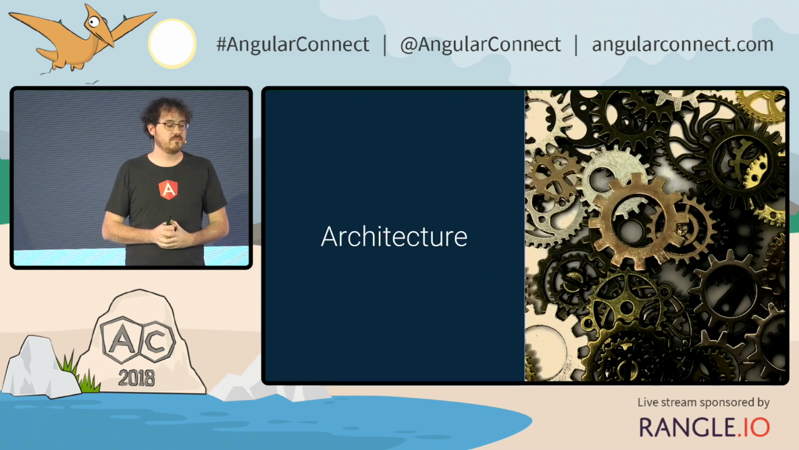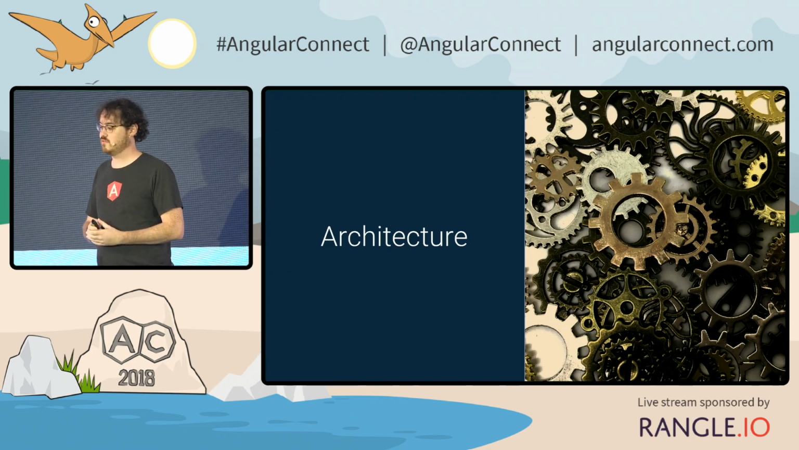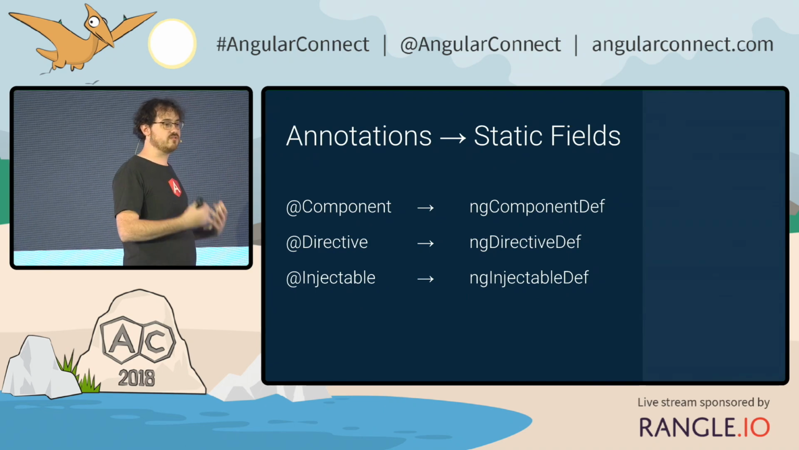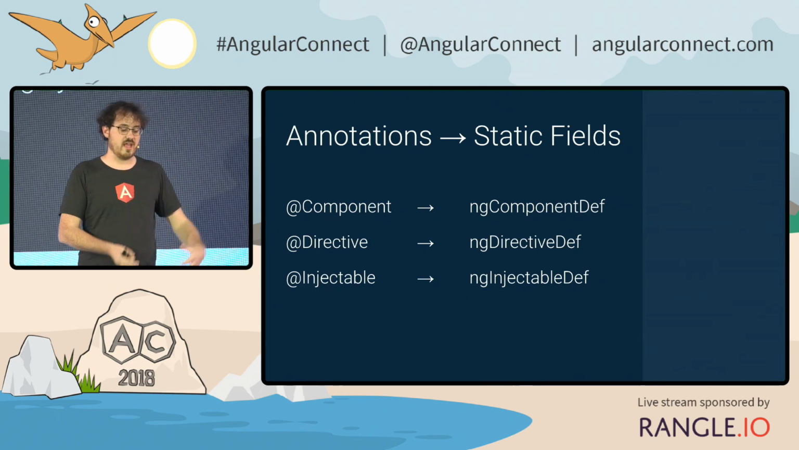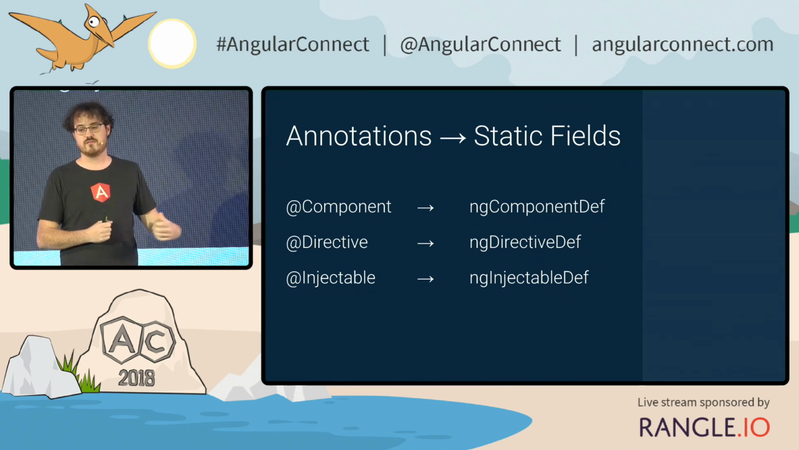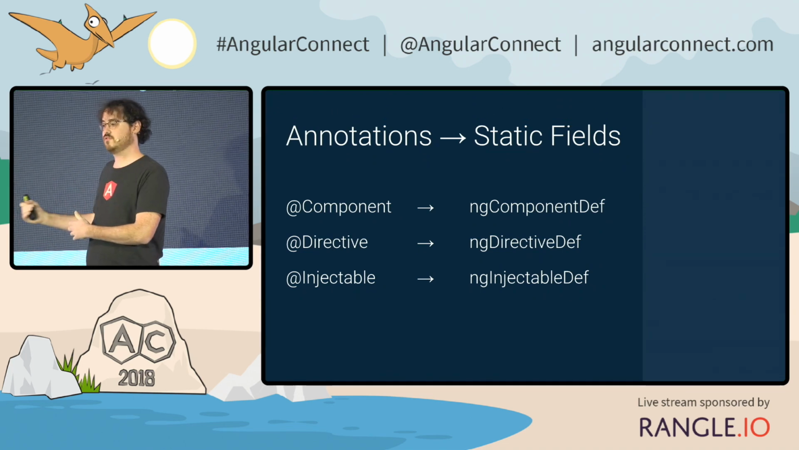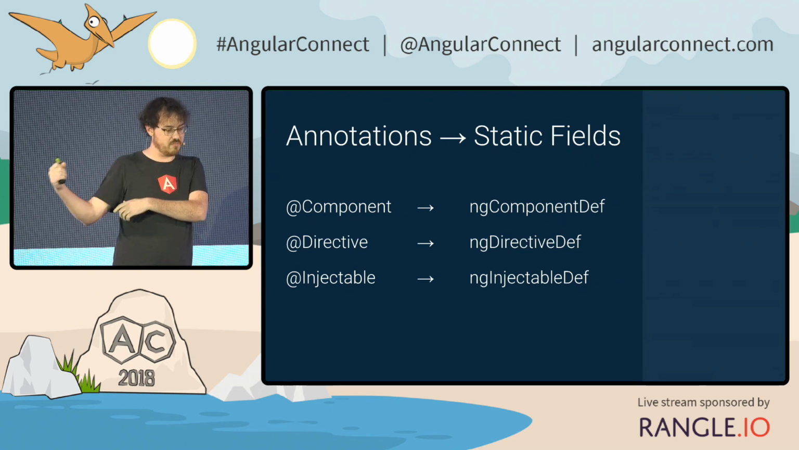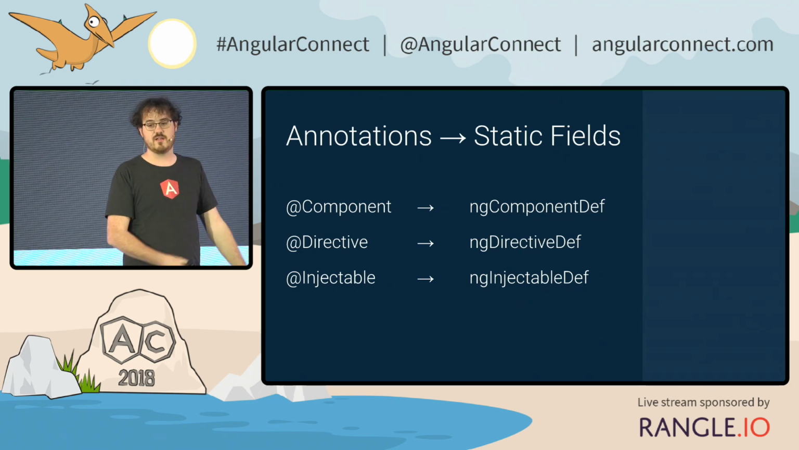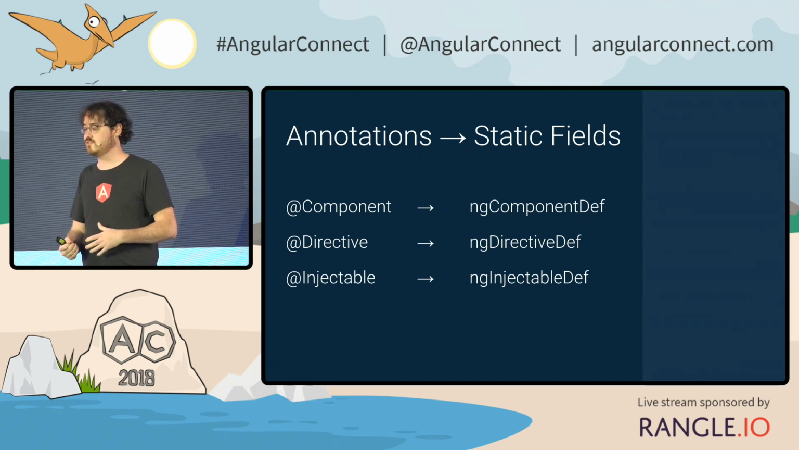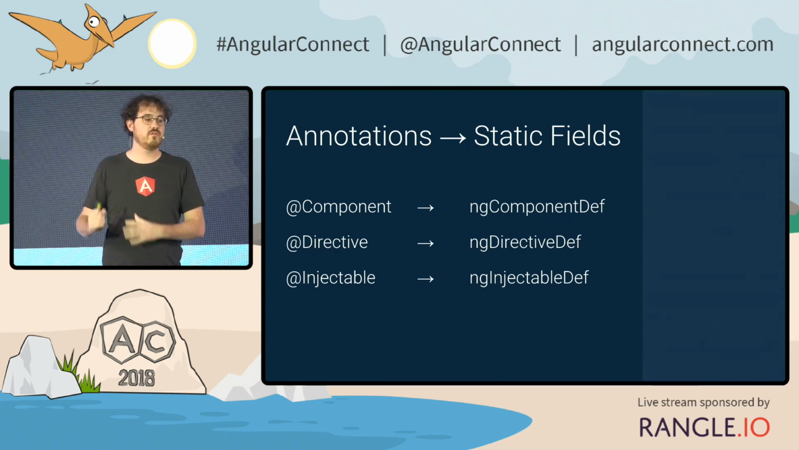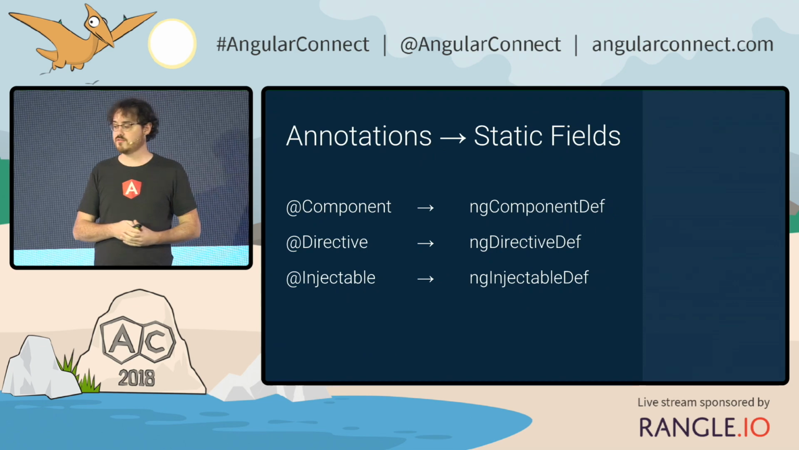So let's dig deeper. Let's take a closer look at how Ivy actually works under the hood and how it achieves all of our goals. So the central design idea in Ivy is that Angular decorators, like @component and @directive, get compiled to static fields on the types that are decorated. So @component becomes ngComponentDef static field. @directive becomes ngDirectiveDef, injectable and so on. And by doing this, we've actually taken the code that used to be produced in separate ng factory files, and we've moved it into the component and directive classes themselves.